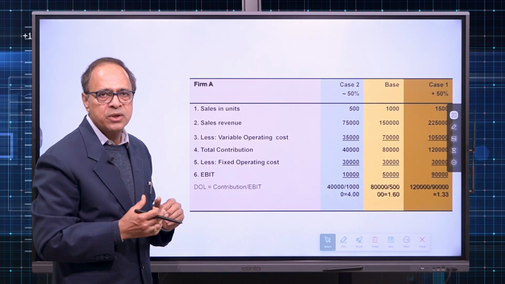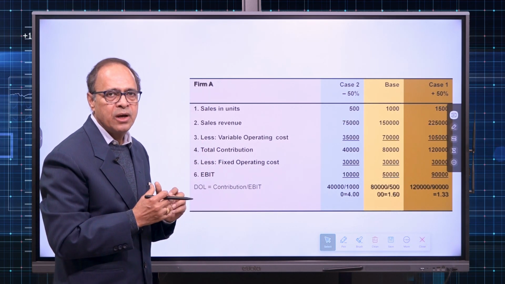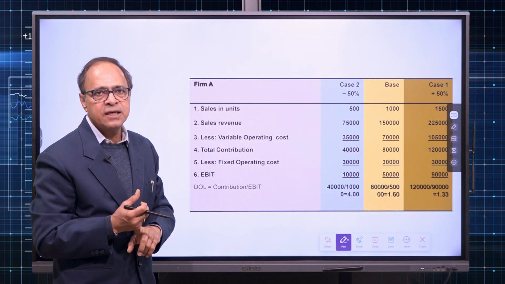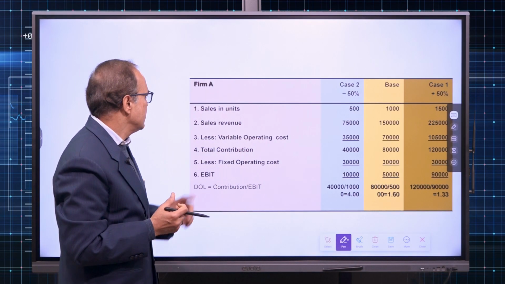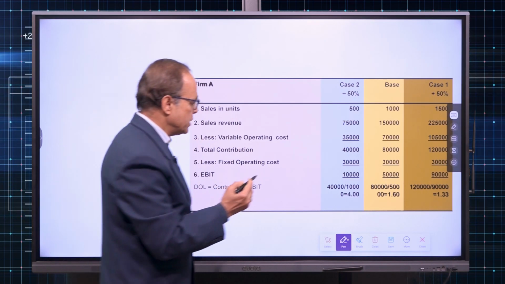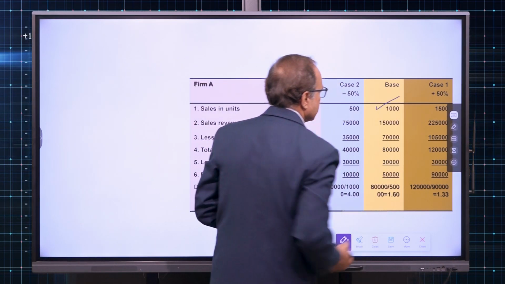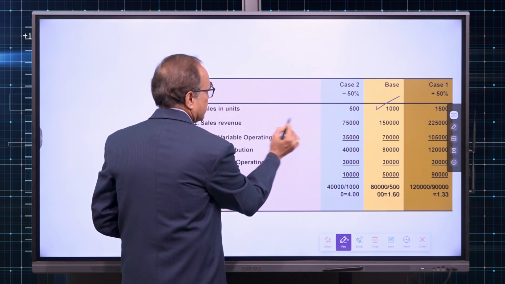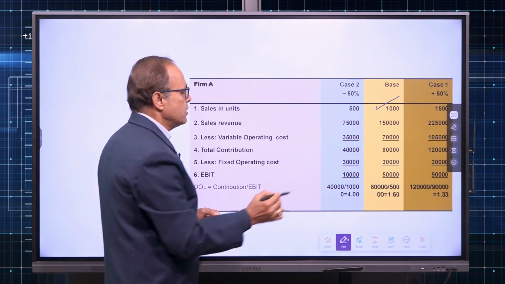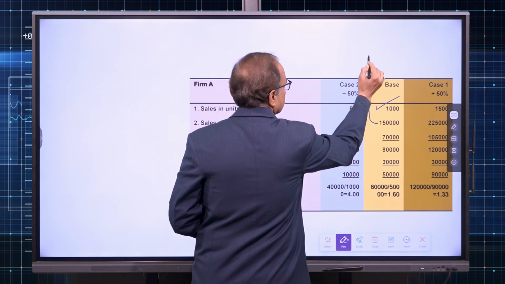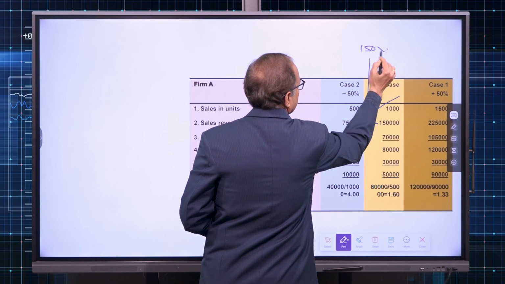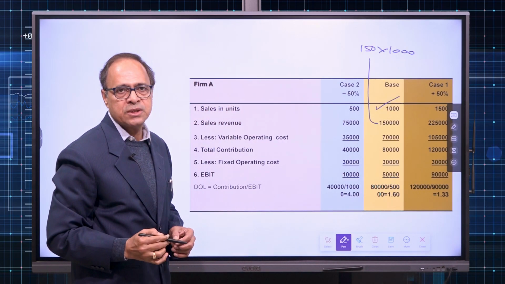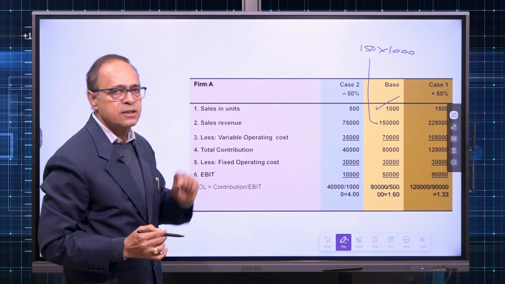I made a ready-made calculation, however, I will depict how to calculate it. So I am focusing on the base case highlighted with yellow, sales in units 1000. So you can tick it out, sales in units 1000. At what price are you selling the product? 150 per unit. So how does this 1,50,000 come? 150 multiplied by 1000. So we get 1,50,000. So at the base level, sales is 1,50,000.